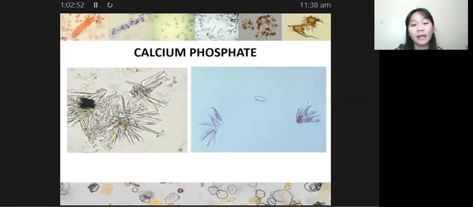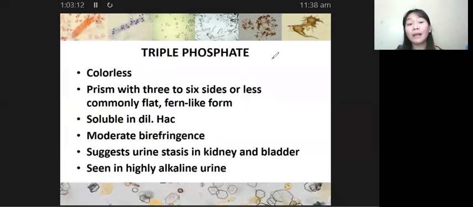So naka-arrange siya ng ganun. Okay, so ito, hindi lang siya kompleto, pero still, it is made up of thin prisms. Okay, so both actually of this are your dibasic apatite or dibasic calcium phosphate. Okay, next naman po tayo, we have your triple phosphate.